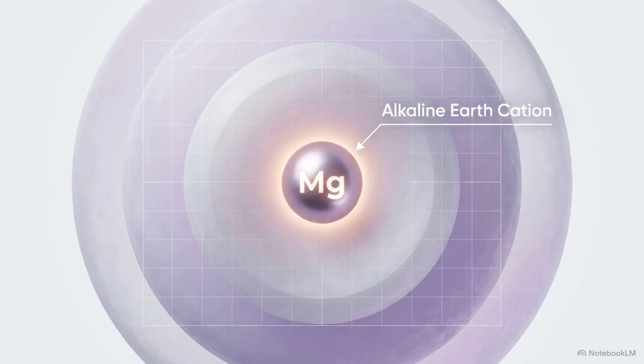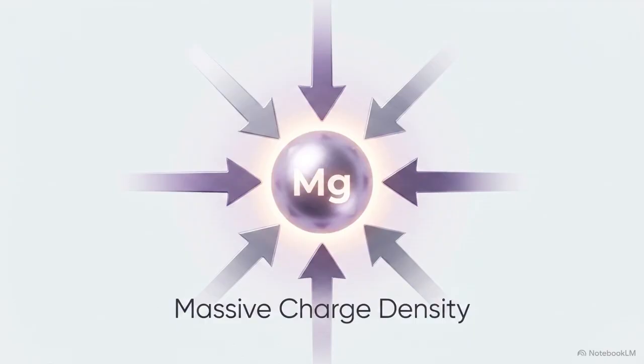Formally designated as a divalent alkaline earth cation, magnesium possesses an exceptionally small unhydrated ionic radius, paired with a massive charge density. This dense positive charge dictates its entire biological behavior. Look closely at this structural comparison.